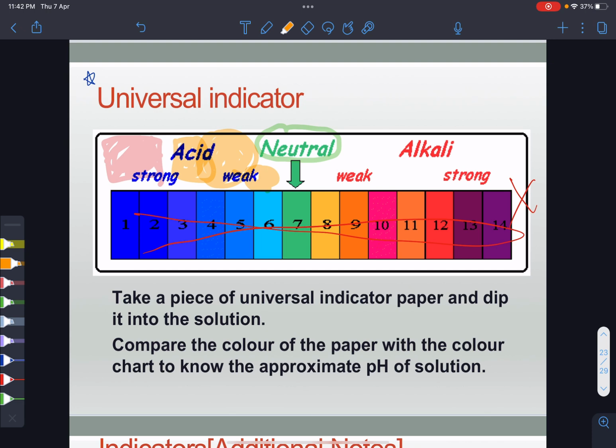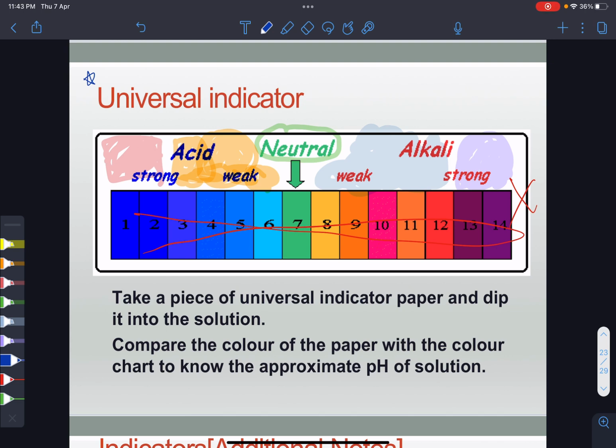So pH 3 to 6 is weak acid, orange. Then the strong acid, pH 1 and 2, is red. Likewise, pH 8 to 12 is blue, blue for a relatively weak alkali. When it's a strong alkali, it becomes purple. Basically the last two. So this is actually the right color to deal with. This is so weird.